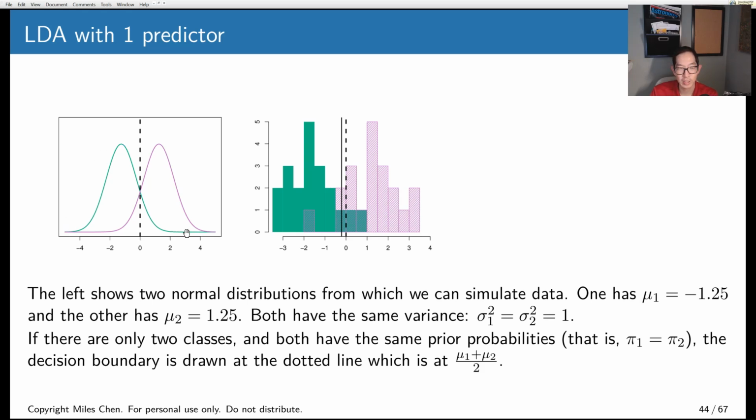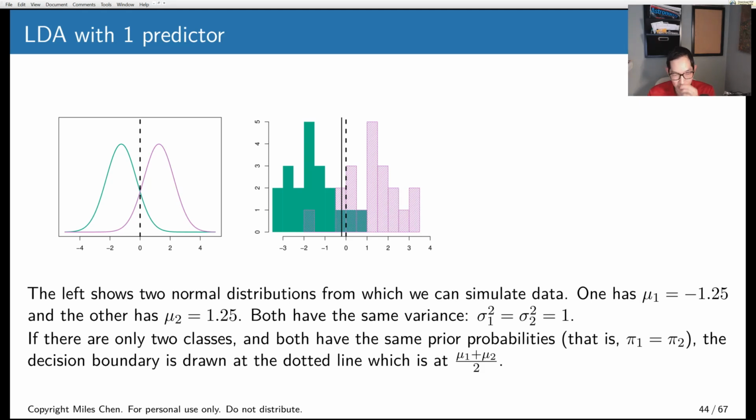And so this is the Gaussian normal distribution centered at negative 1.25. Here's the normal distribution centered at positive 1.25. And we can see that, hey, if I needed to draw a line that separates these two, I would draw that line right around 0, okay? Right at 0, actually. Theoretically, it would go at 0.